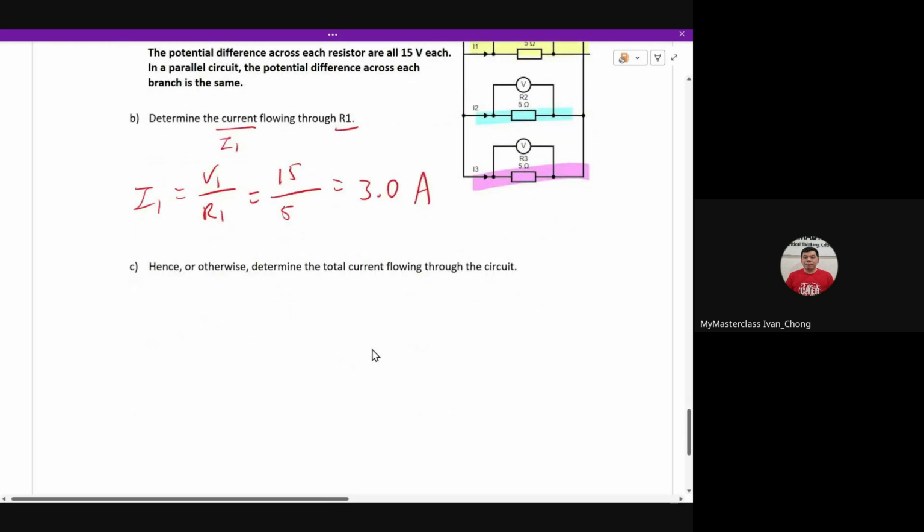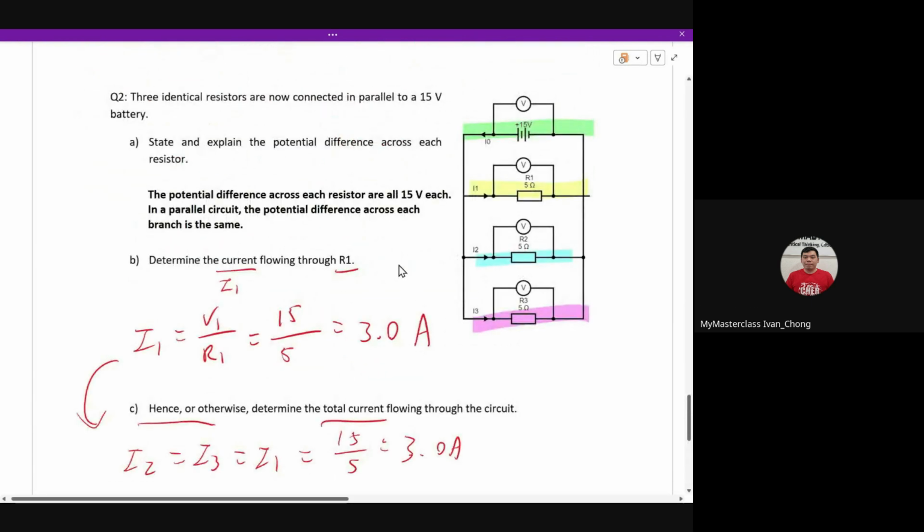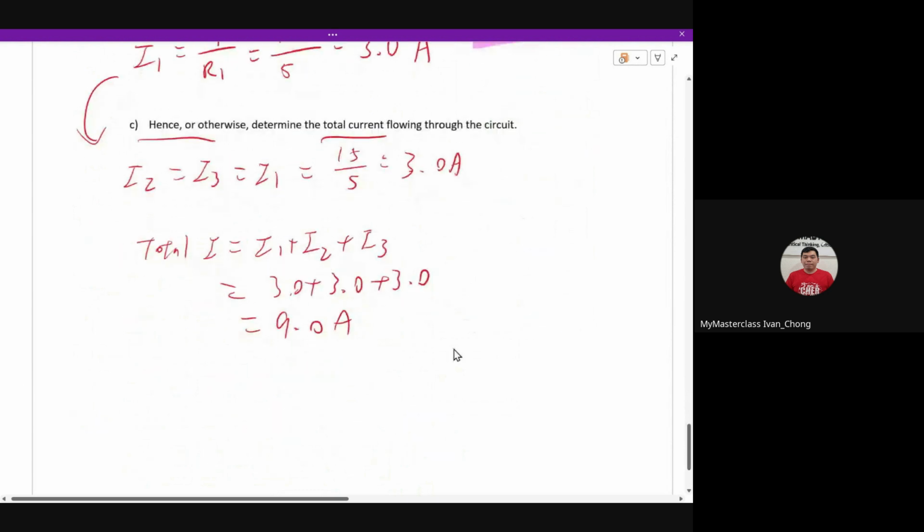Since all of them are 3.0 A, what's your total current? Hence or otherwise means I need to use this part. I1, I2, I3 are all the same, where you use 15 over 5, 3.0 A each. So your total I will just be I1, I2, and I3 added up, so 3.0, 3.0, 3.0. You end up with 9.0 amperes. That's it. Because they are identical resistors, the current flowing through each of them will be the same. So you can imagine this is 1 unit, 1 unit, 1 unit, total 3 units. The current flowing through will be 3 units each, so you can see it's just 9 amperes.